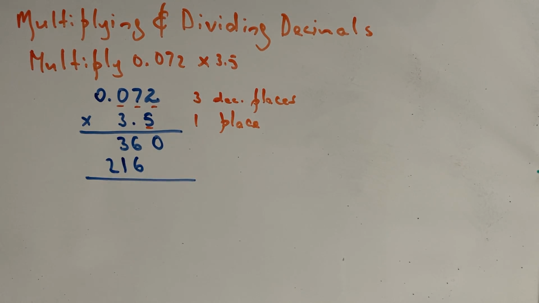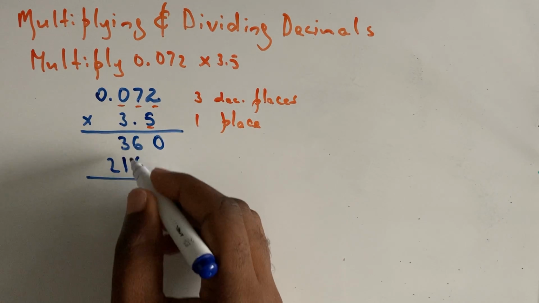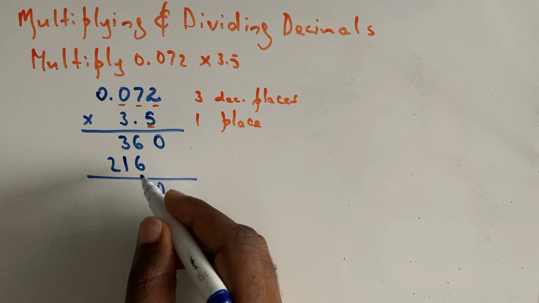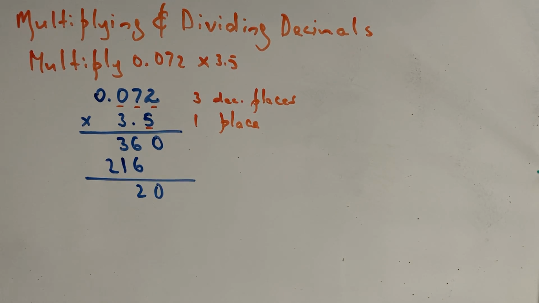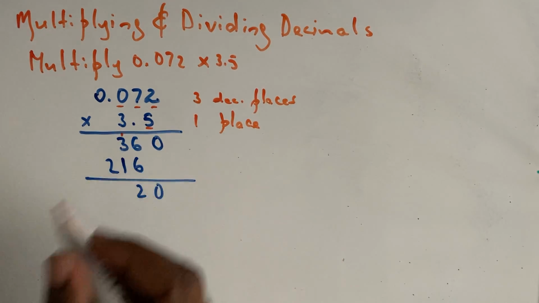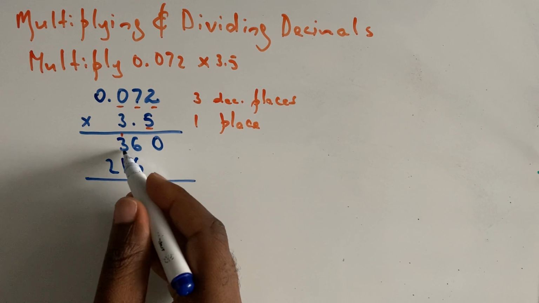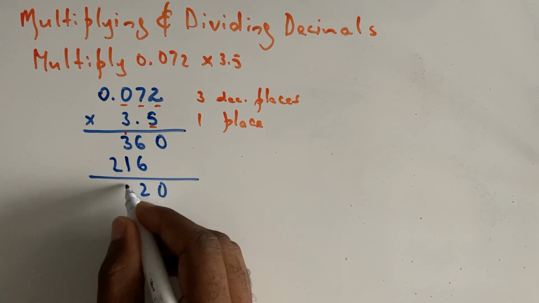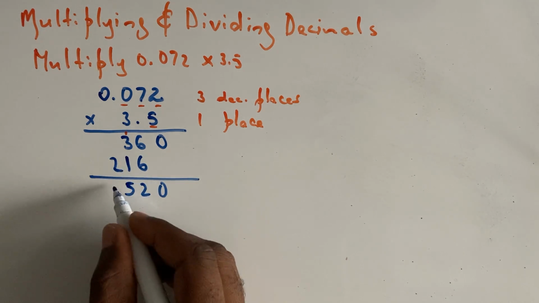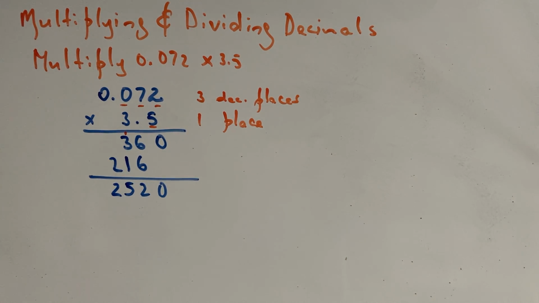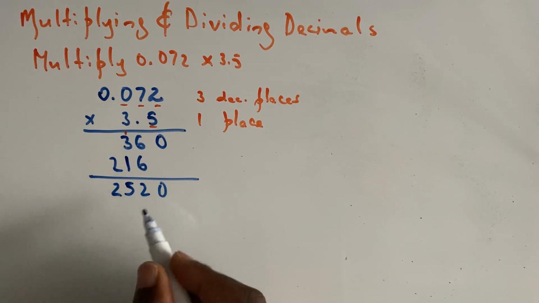Now you add, remember. So 0 vertically, 6 plus 6 is 12, 2, and I'm gonna put a 1 up there because we're adding now. So 1 plus 3, 4, plus 1, 5. And then 2 right here is just 2. So now you have 2, 5, 2, 0.